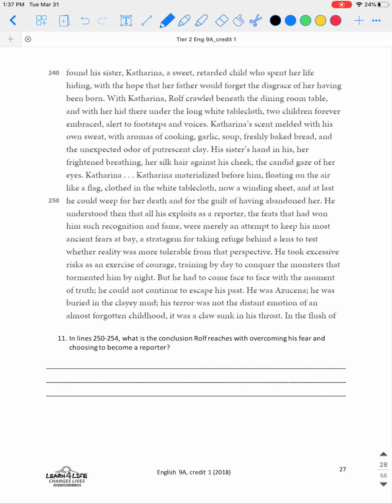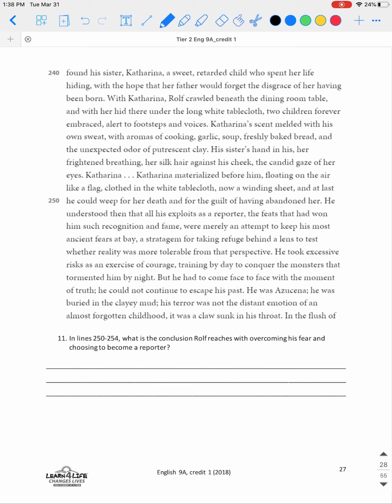With Katarina, Rolf crawled beneath the dining room table, and with her hid there, under the long white tablecloth, two children forever embraced, alert to footsteps and voices. Katerina's scent melded with his own sweat, with aromas of cooking, garlic, soup, freshly baked bread, and the unexpected odor of putrescent clay. His sister's hand in his, her frightened breathing, her silk hair against his cheek, and the candid glaze of her eyes, Katerina materialized before him, floating on the air like a flag, clothed in the white tablecloth, now a winding sheet, and at last he could weep for her death and for the guilt of having abandoned her.